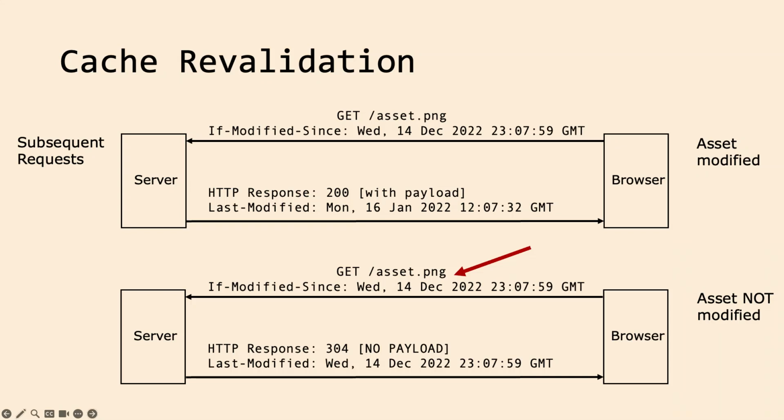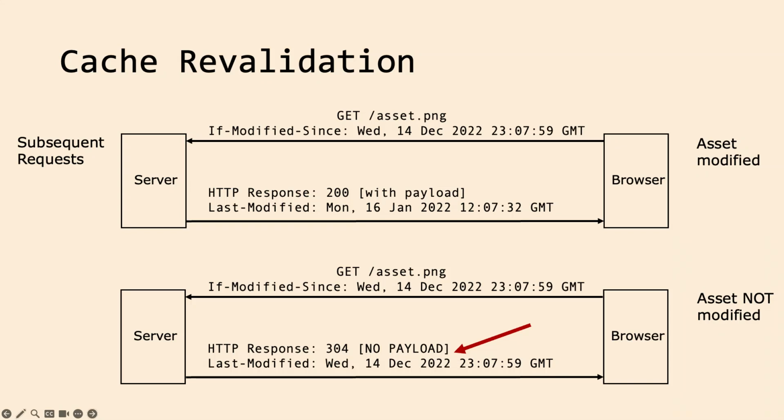On the server's end, it's going to do some quick math. And it's going to be like, well, no, this is the same asset that I have. So instead of responding with the 200, it's going to respond with a 304, not modified, and it's not going to send a payload back. So this is a very quick, light response coming back. And so what happens there is my browser gets a response back, 304, okay, I'm going to use my cached copy. So that's an example of how cache revalidation works.